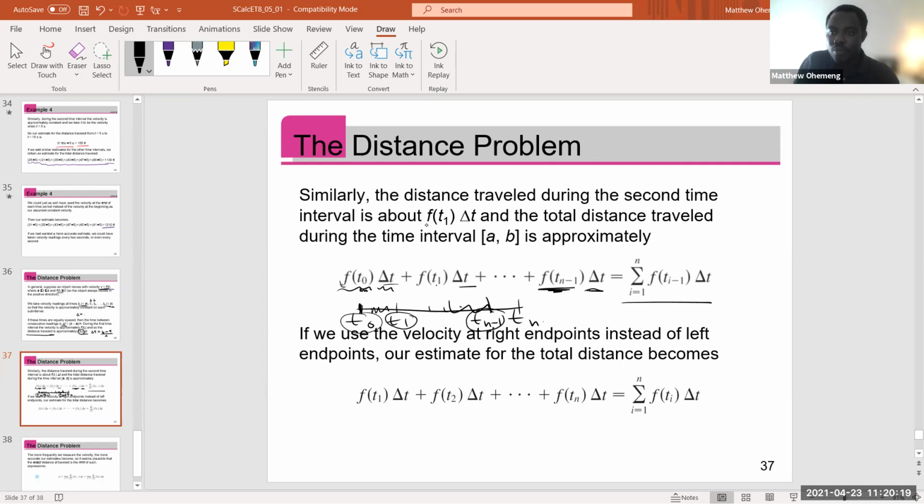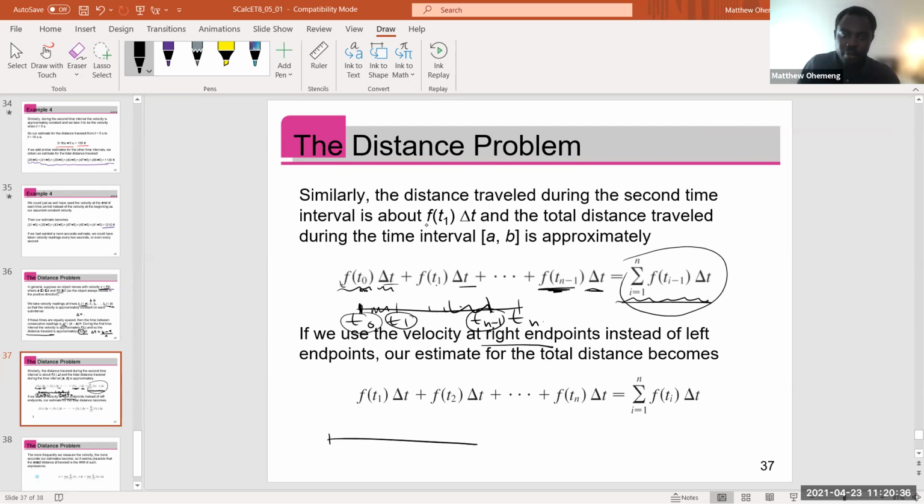So in sigma notation, from what we learned, we can write this in a shorthand way, right? Just simplify this as this. So you have the sigma i from 1 to n of f of t sub i minus 1 delta t, right? In the same case, we can use the right endpoints for the velocities.